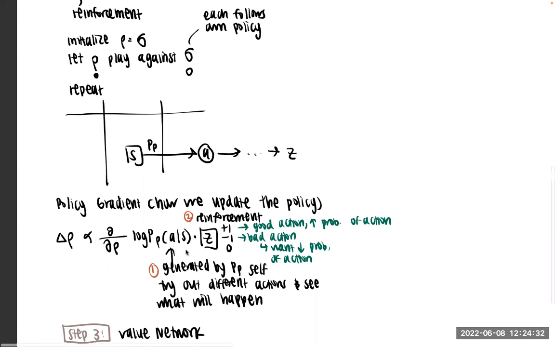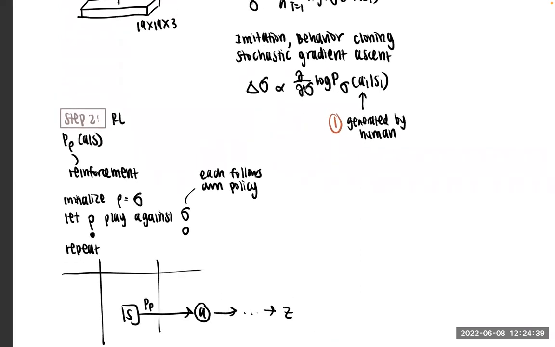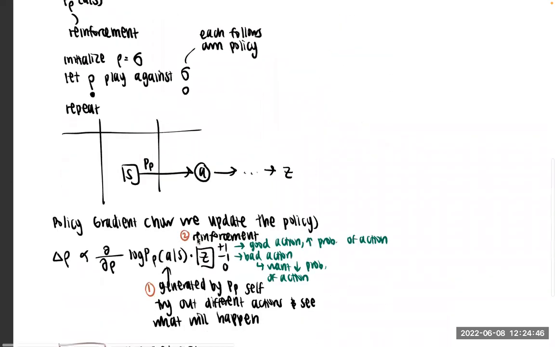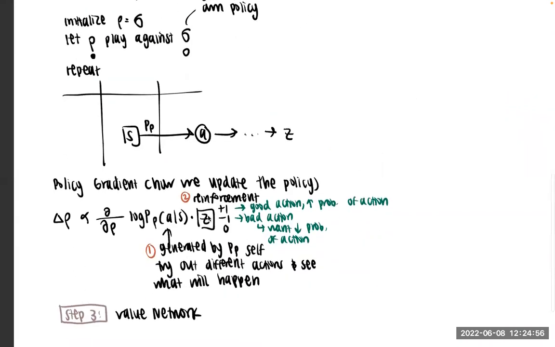So therefore, there are two differences between supervised learning and reinforcement learning. In supervised learning, you have this derivative where A_i is generated by human, but here this A_i is generated by yourself, the current policy. Also in supervised learning, there's no Z, but in reinforcement learning, Z plays the role of reinforcement. This algorithm is called policy gradient, so that we can keep updating the policy so that it generates better and better actions, because based on the result, we increase the probability of good actions and decrease the probabilities of bad actions. So that's the reinforcement learning.